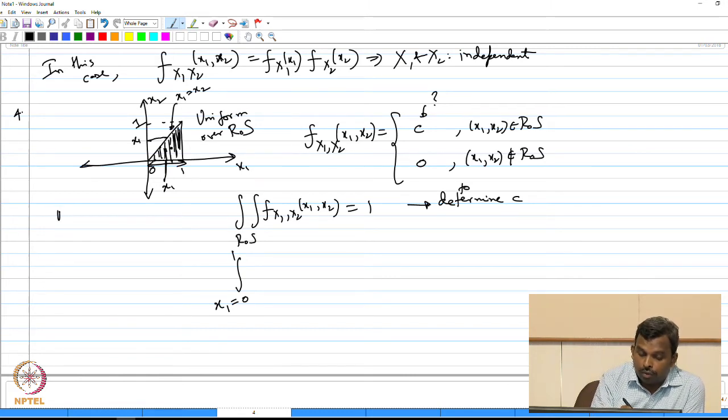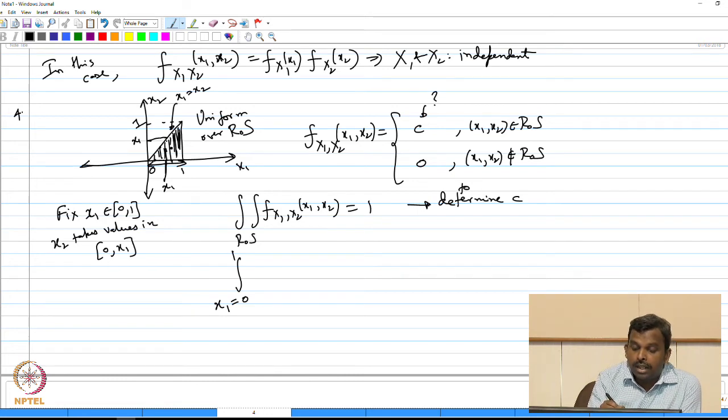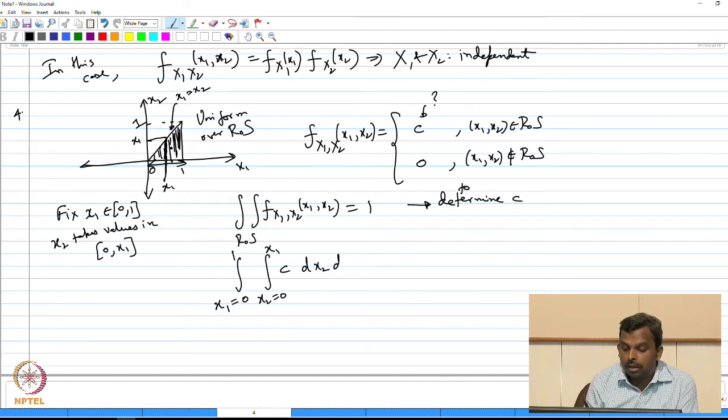So for every x1, x2 takes values from 0 to x1. If we fix x1 in the range 0 to 1, x2 takes values in 0 to x1. Once I fix x1, x2 can take values only from 0 to x1. It cannot go outside of that. That's the constraint of this region. As opposed to a square, we have only a triangle. So once I fix an x1, x2 can go only from 0 to x1. Now I can do my familiar integration. This needs to be equal to 1.